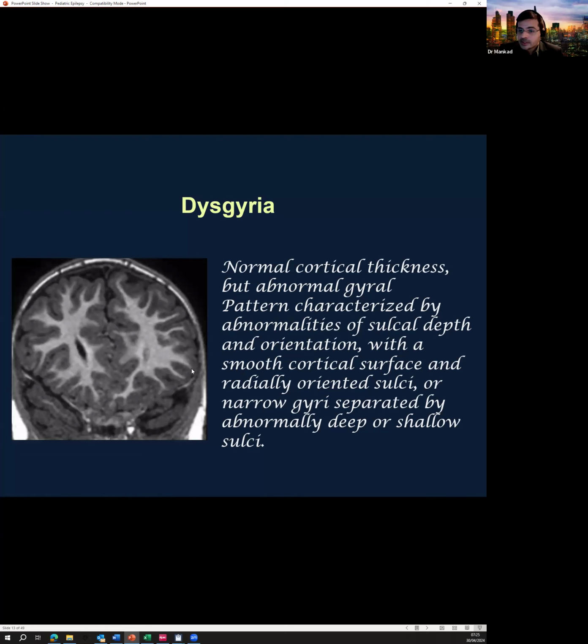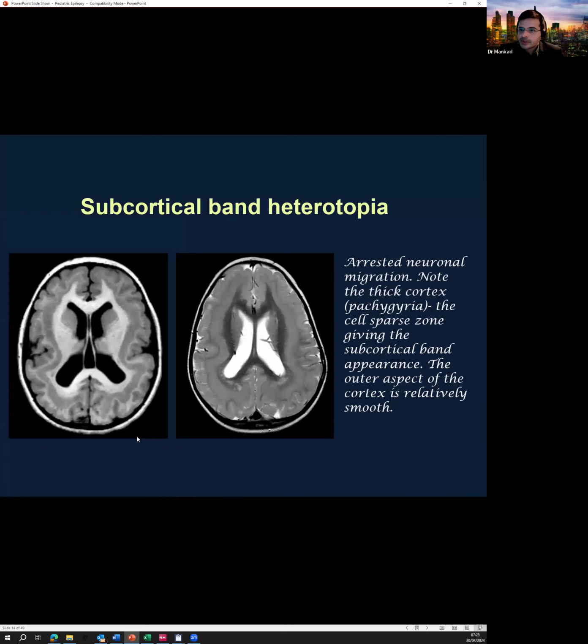And it is a morphology. Remember, it may not even have a genetic basis, but it is a morphology that you're describing. The term was initially used in the context of tubulinopathies, but the term has been used in certain other spectrum of disorders as well. So you have abnormalities of sulcal depth and orientation. So some of them pointing in this way, some pointing that way. Smooth cortical surface and narrow gyri separated by abnormal deep or shallow sulci. So very disordered kind of arrangement, but not typically heterotopia or polymicrogyria.